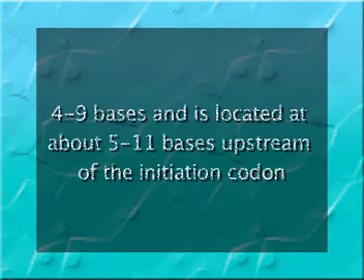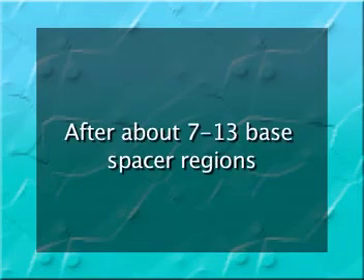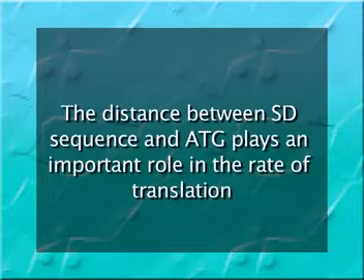The length of the SD sequences is usually 4 to 9 bases, located about 5 to 11 bases upstream of the initiation codon. These sequences help in positioning the 30S ribosomal subunit on the mRNA. Eukaryotic genes do not have any such region. After about 7 to 13 base spacer regions, the initiation codon ATG is present. The distance between the SD sequence and ATG plays an important role in the rate of translation.